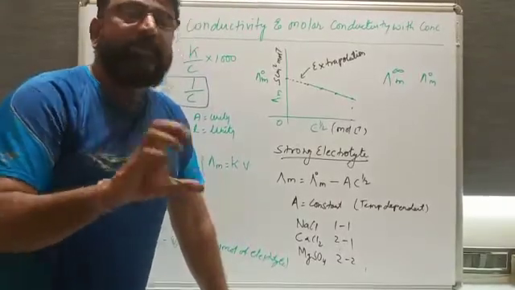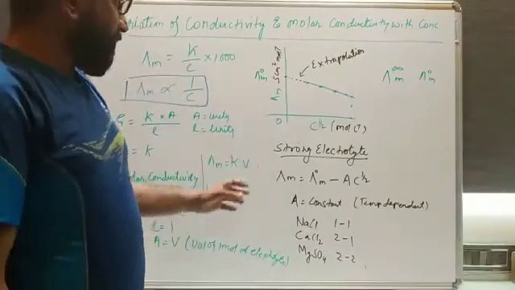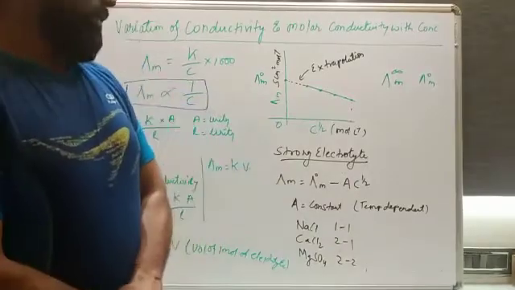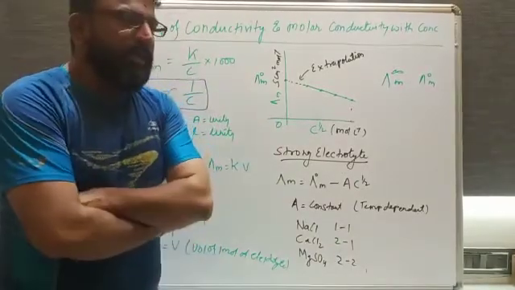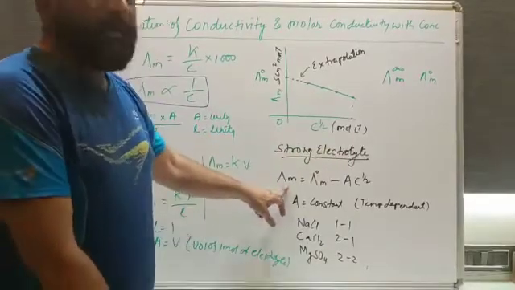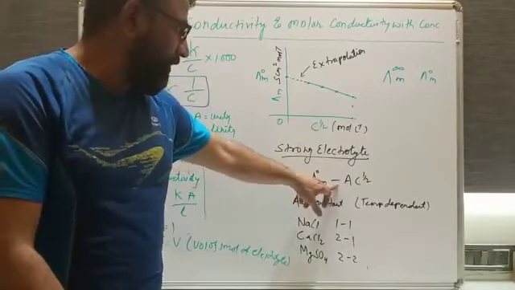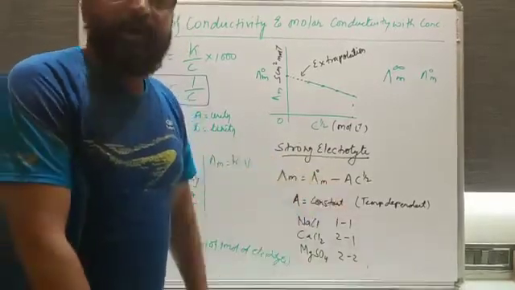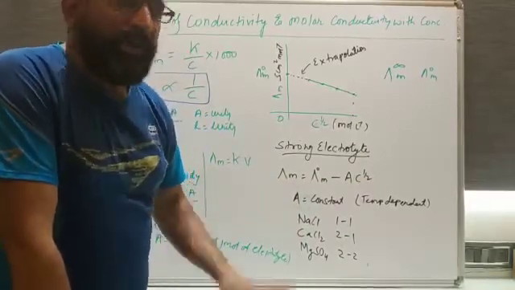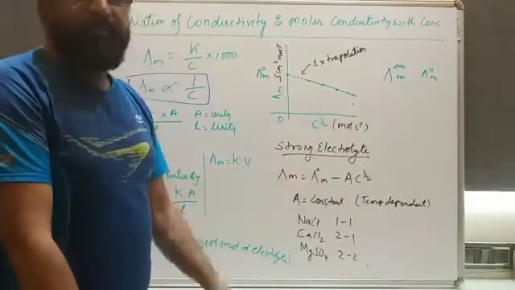Is it clear, student? Then what will be the relationship between these? How will you obtain it, or what will be the relationship between cap m and cap naught m? You know that this is for the strong electrolyte. Cap m, the molar conductivity, will be equal to the limiting molar conductivity minus A times C to the power half. C is the concentration. A is a constant for a particular temperature. If you change the temperature, the value of A will vary. So this is a constant for a particular temperature.